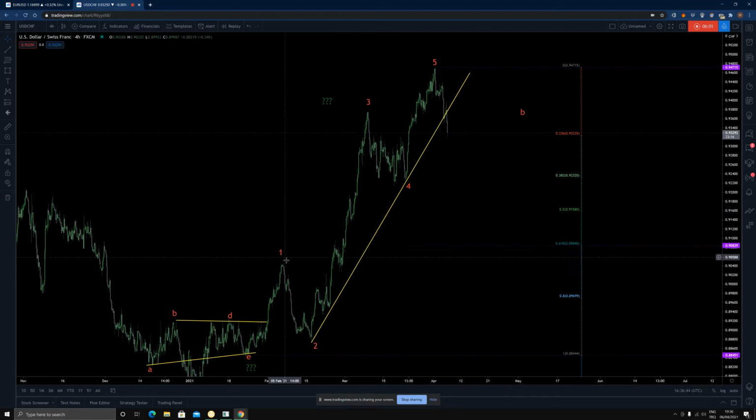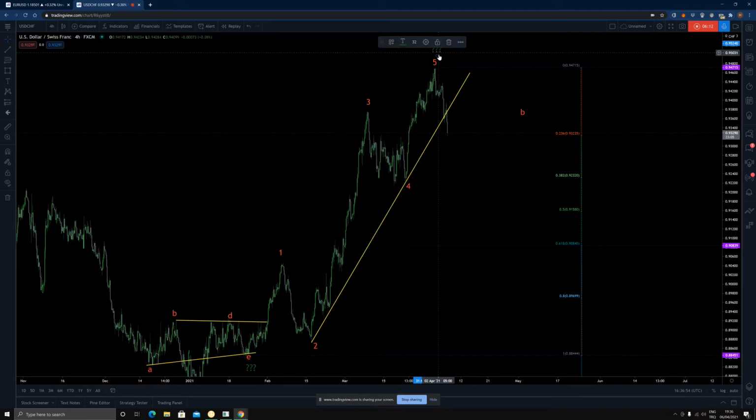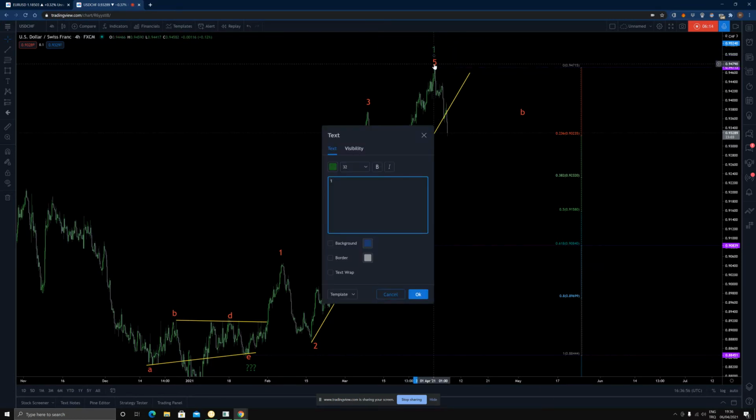So if this is 1 2 3 4 5, it means that it started an impulsive move. Okay, if it started an impulsive move, then we have to ask ourselves a couple of questions. Now, is this a first wave, a third wave, or a fifth wave? Or wave A of a zigzag, wave C of a zigzag, or wave C of a flat?